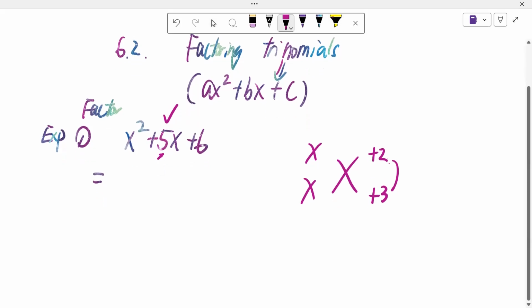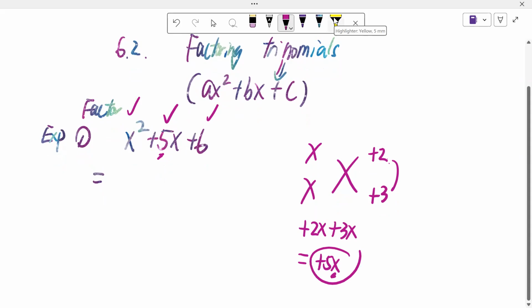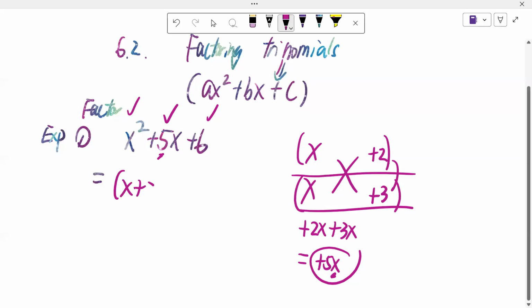Also, we could do a cross multiply. Plus 2 times x gives plus 2x, plus 3 times x is adding 3x. Finally, we get 5x. Now you see, the middle term is secured. First term, last term, all 3 terms are secured. That means we have the right factoring. So this 2 goes in the first parentheses and this 3 goes in the second parentheses. So we get x plus 2, x plus 3. And that's how we factor this.